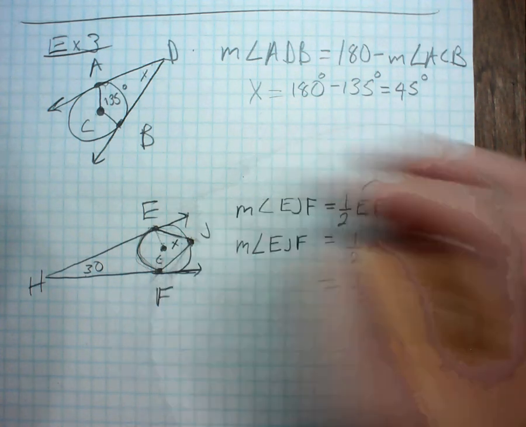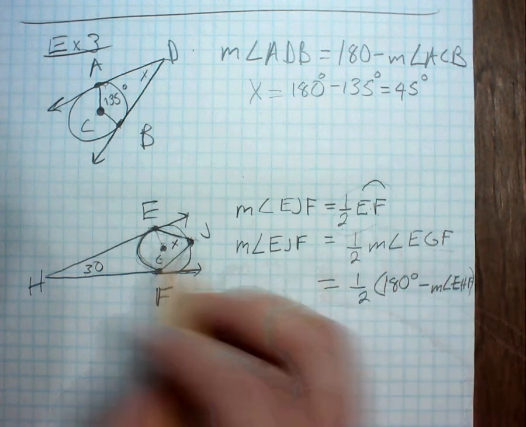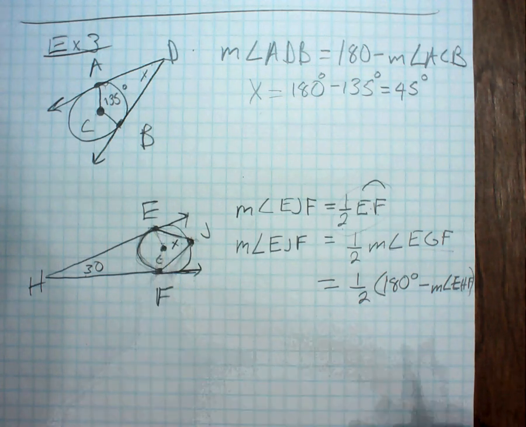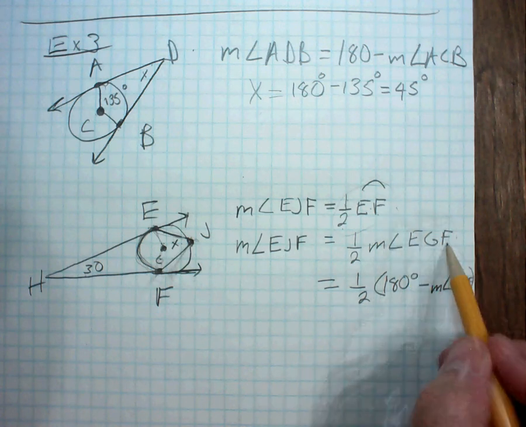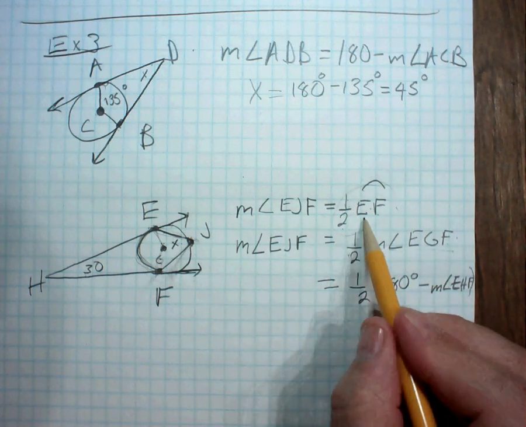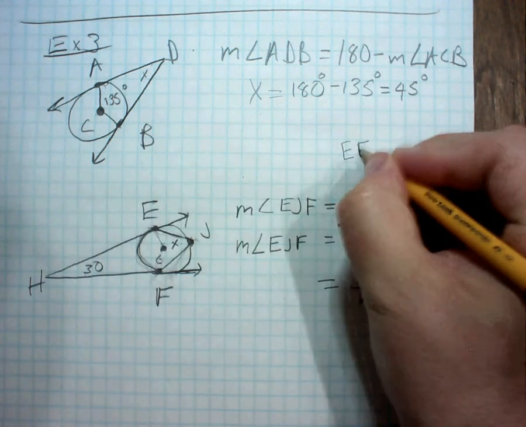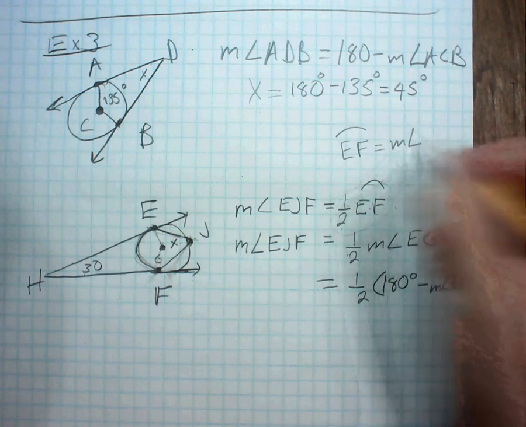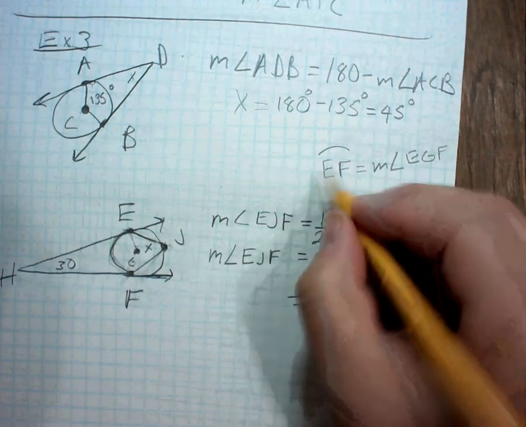Let me write that down. Well, from here to here is equal to the measure of the central angle. Right? So this is the central angle, this is the minor arc. So the 1/2 remains, and then I'm substituting this in for this. In other words, EF, the measure of this, is equal to the measure of angle EGF. Okay?